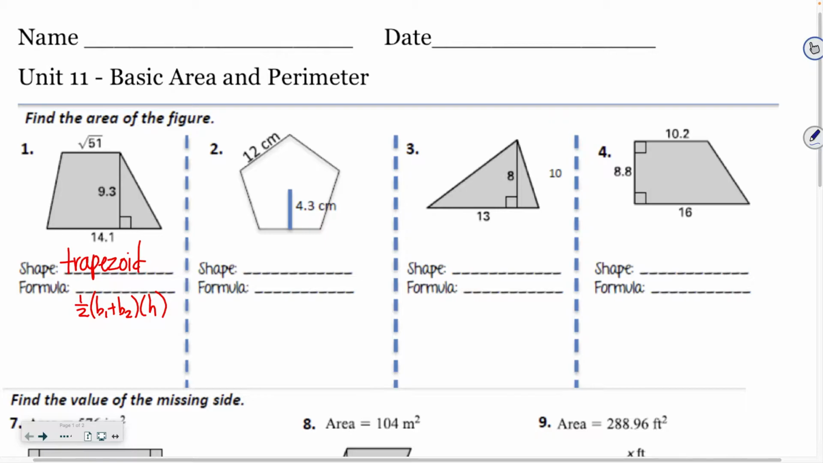All right, so we're going to have 1/2 times the square root of 51 plus 14.1 times 9.3. Square root of 51 plus 14.1 times 9.3. And then you're going to multiply all that by 1/2, or you can divide by 2, whatever makes you happy. And give me a decimal rounded to one place.